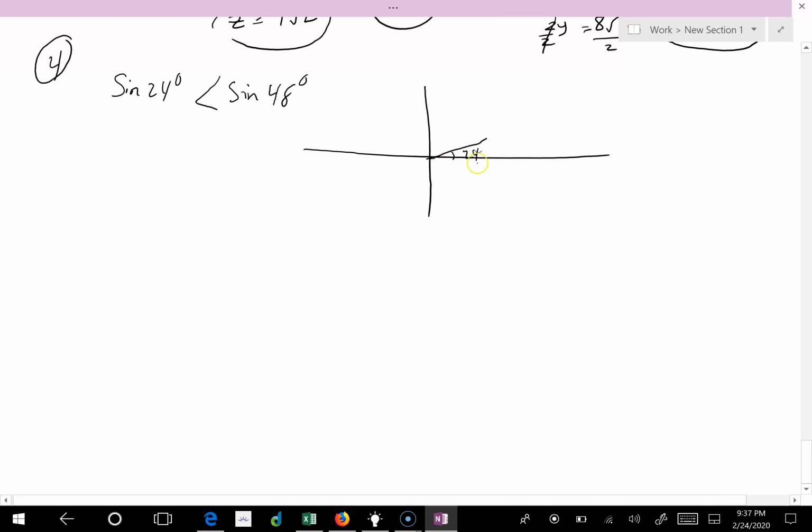Question number 4, it says determine whether the statement is true or false. Sine 24 degrees less than sine 48 degrees. You don't have the calculator, but you can sort of eyeball 24. If 24 is here, 48 degrees, a little bit more than half. If you think of unit circle is going around this one, so let's say you had the unit circle at the beginning.